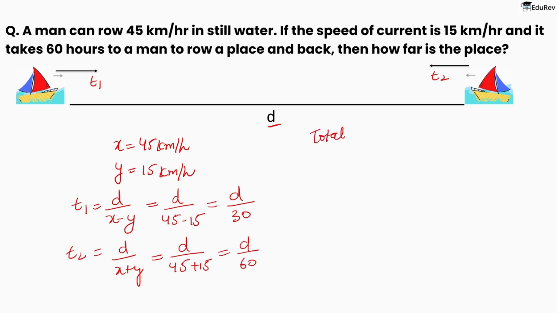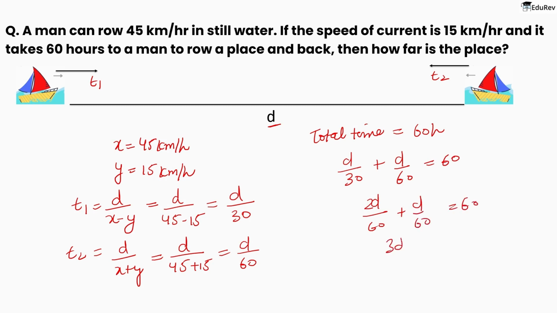Total time for whole journey will be given as t1 plus t2, which is given as 60 hours. So from t1 and t2 we can write it as d upon 30 plus d upon 60 will be equal to 60. Take 60 as LCM, we get 2d plus d upon 60 equals to 60, which gives us 3d upon 60 equals 60. 3 will divide 60 by 20, then the 20 will go to other side and give us d equals to 1200. Hence, total distance is 1200 kilometers.